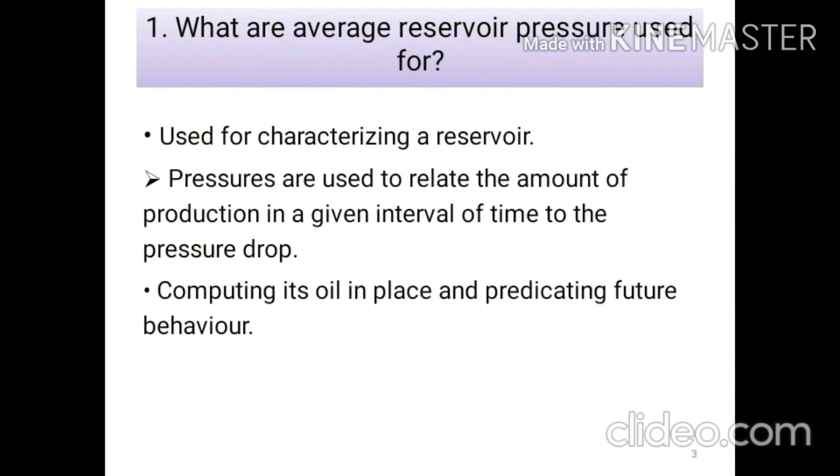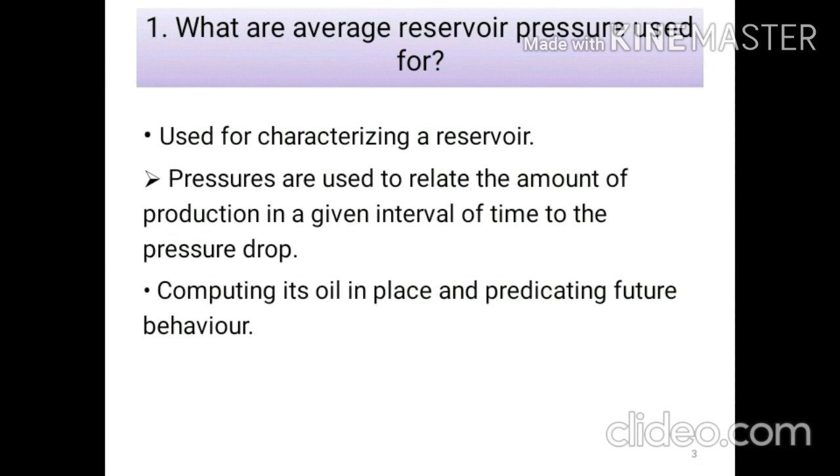Average reservoir pressure is used for characterizing a reservoir, and second, computing its oil in place and predicting future behavior. In characterizing a reservoir, pressures are used to relate the amount of production in a given interval of time to the pressure drop. If the pressure drop is small per unit of production, a clue is given to the existence of a water drive or a large reservoir volume. If the pressure drop is large for the given amount of production, this may indicate drainage from a small sand lens or fault block.